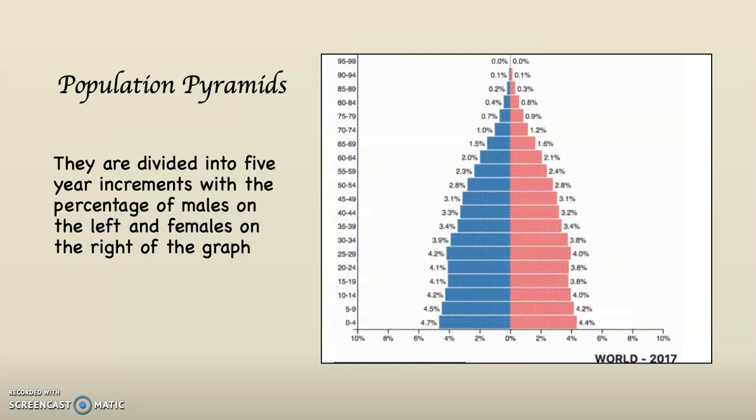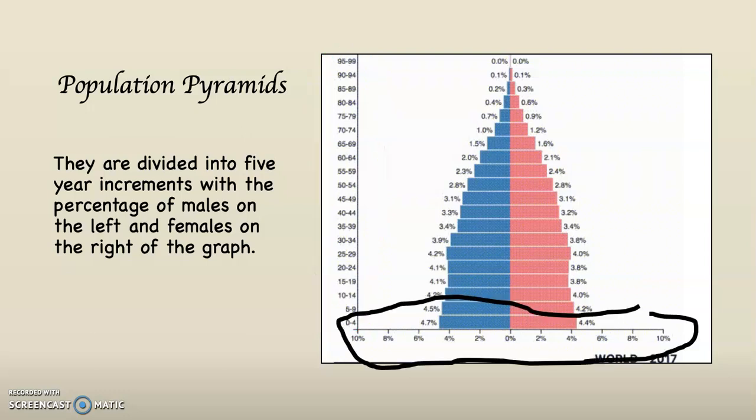Population pyramids are divided into 5-year increments with the percentage of males on the left side and the percentage of females on the right side. So this is what I was talking about before, blue and kind of a pinkish color. This is the world in 2017. 2017, of course, is not yesterday, but it will do for our purposes. If you look on the left-hand side, you can see this is age in 5-year increments, 0 to 4, 5 to 9, 10 to 14, 15 to 19 years old, and so on. Then if you look along the bottom, you can see the percentage of the population that is either male or female in each one of those age categories. And you can see 0% is in the middle, and then 2, 4, 6, 8 going out in either direction.